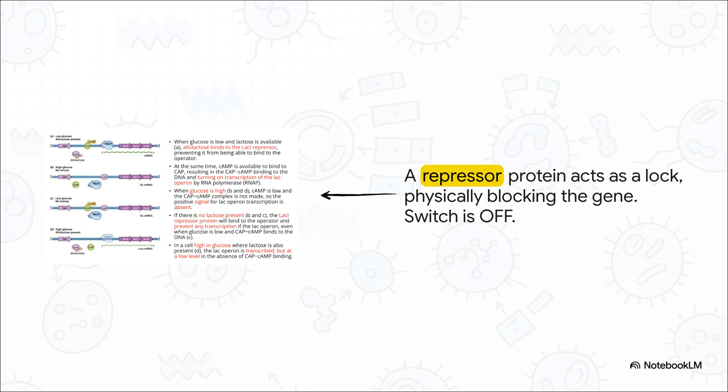Now, normally when there's no lactose around, this repressor protein acts like a big, heavy lock. It clamps right down onto a specific spot on the DNA called the operator. You can think of that as the keyhole. And by doing that, it physically blocks the cell's machinery from reading the gene. The switch is definitely off.